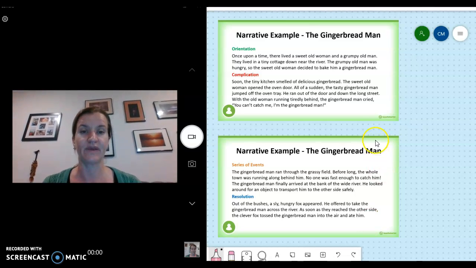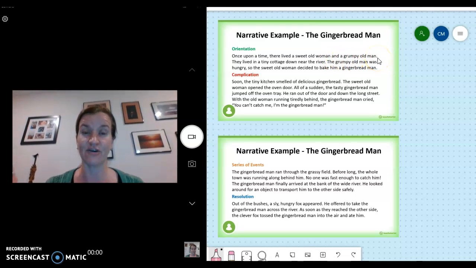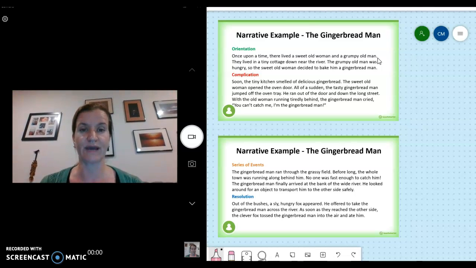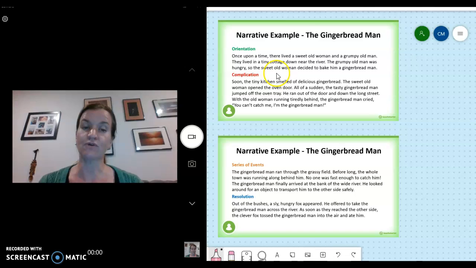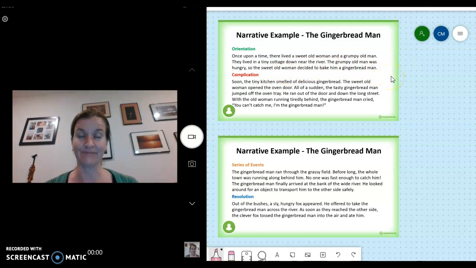So here we go. Once upon a time, there lived a sweet old woman and a grumpy old man. So you can see here in the orientation, the main characters have been introduced straight away. They lived in a tiny cottage down near the river. There's the setting. The grumpy old man was hungry, so the sweet old woman decided to bake him a gingerbread man. They're setting the scene. That's the beginning of the story.